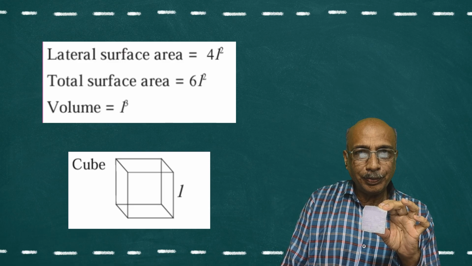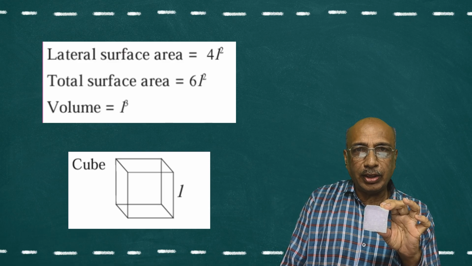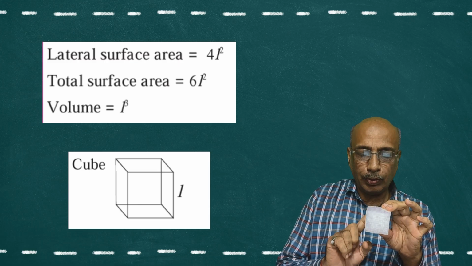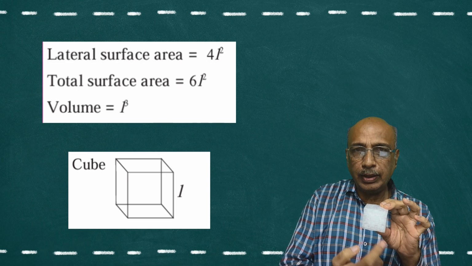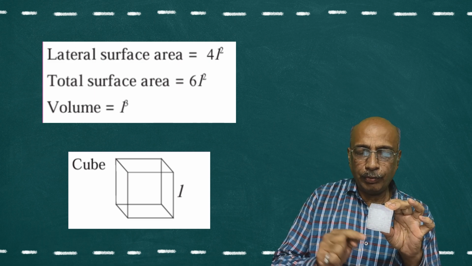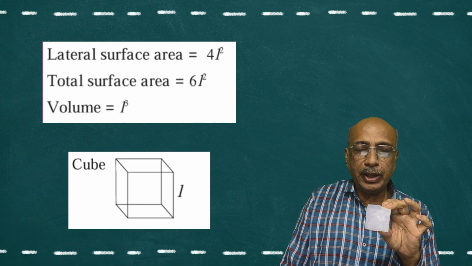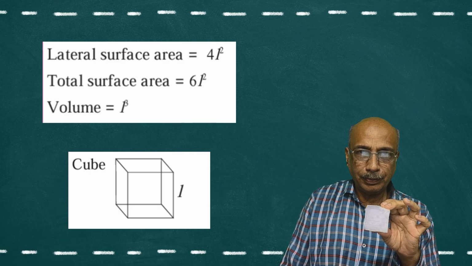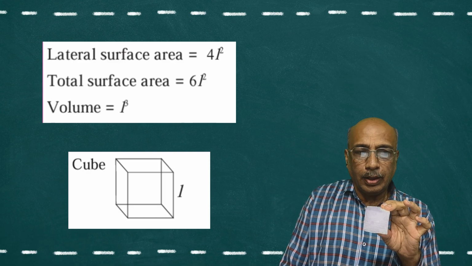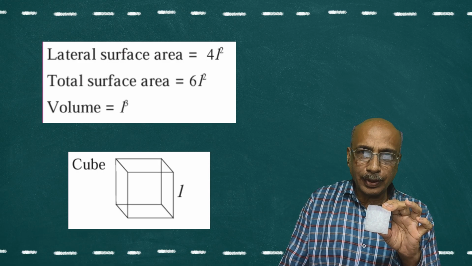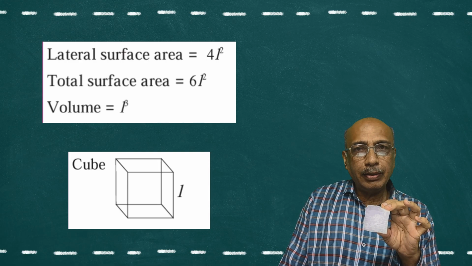Very easy. Total surface area of cube will be 6 sides. 1, 2, 3, 4, 5 and 6. So 6L square will be total surface area. Then volume. Length into breadth into height, but all are same, L. So it will be L cube.